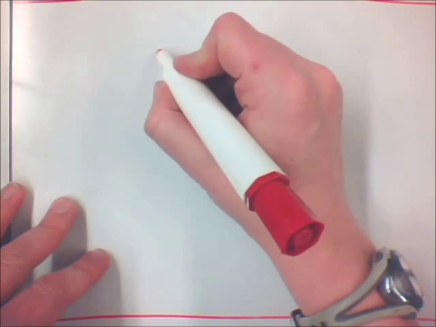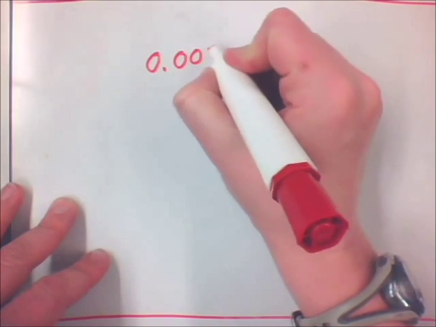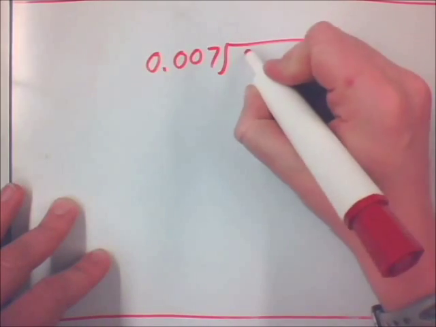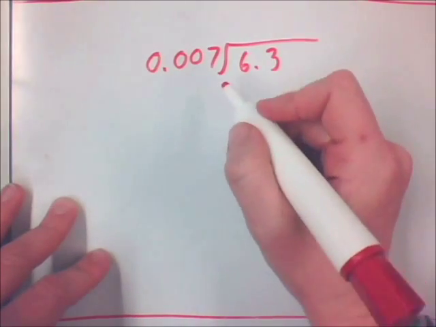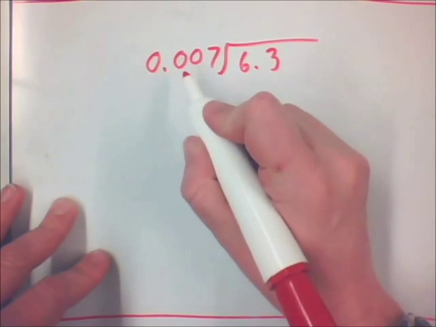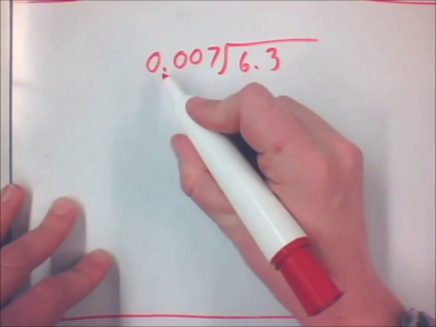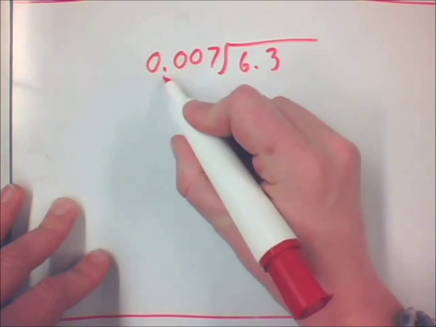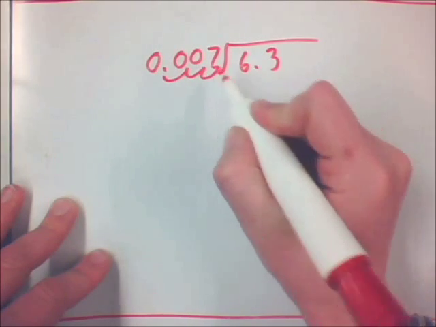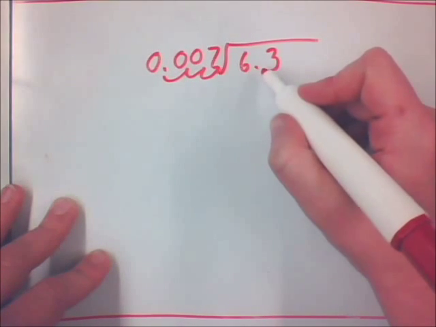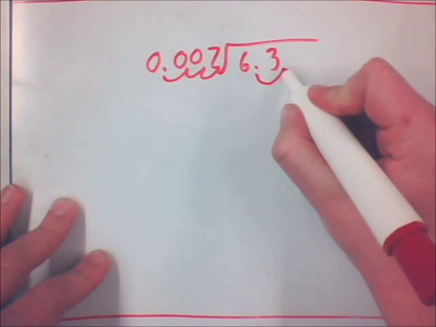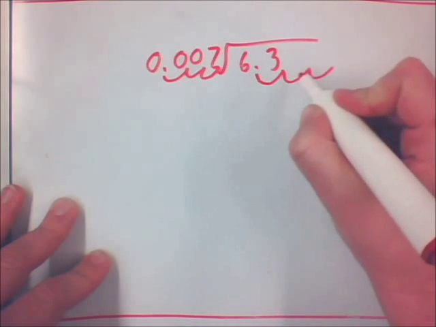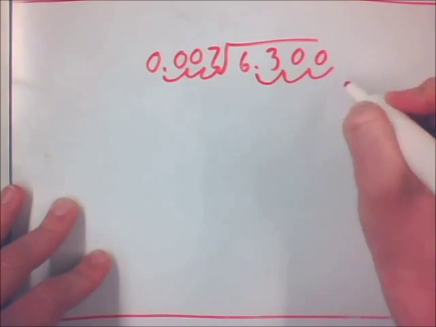That was moving the decimals over one place. Now what if I want more places? What if I had something like this? 0.007 divided by 6.3. Well, I know in order to do this, I really need a whole number divisor. So I can multiply by 1,000 because there's 3 spots that I need to move it. So I move it 1, 2, 3. And over here, I have to do the same thing. So I go 1, 2, 3. There's nothing in these two spots, so I've got to add zeros.